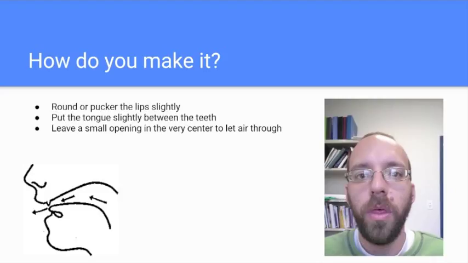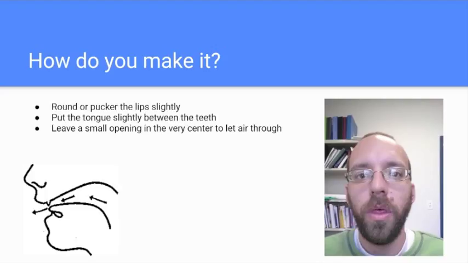You're also going to round or pucker your lips slightly. You can see the picture on the right there. You can see the lips coming together a little bit, kind of like you're saying an oo vowel. And that kind of helps with the shape of the consonant.